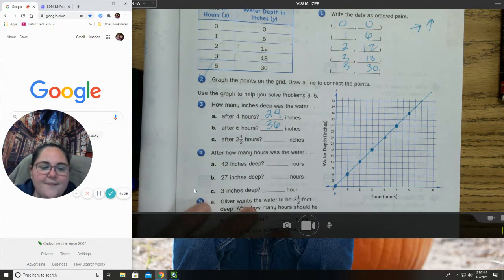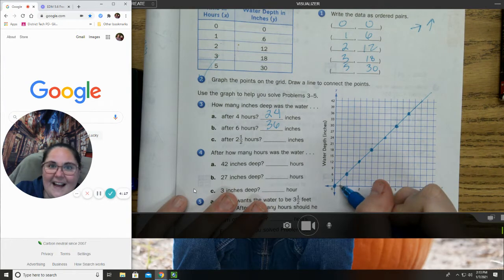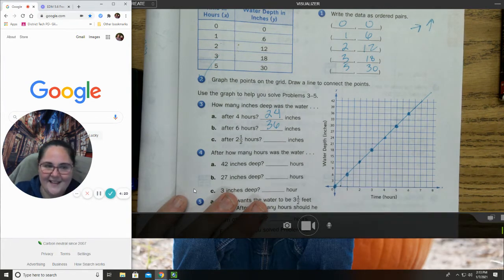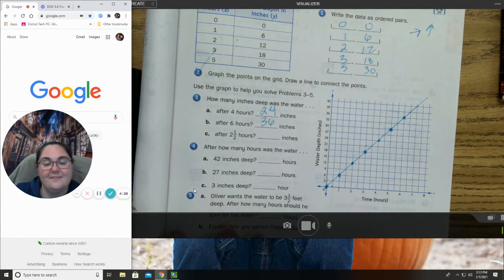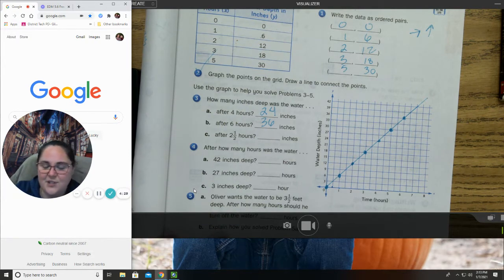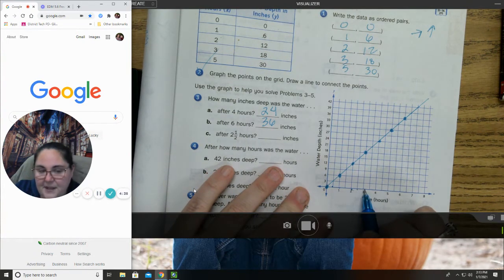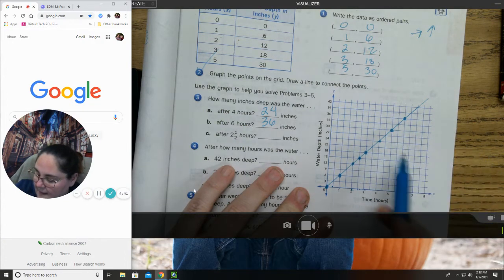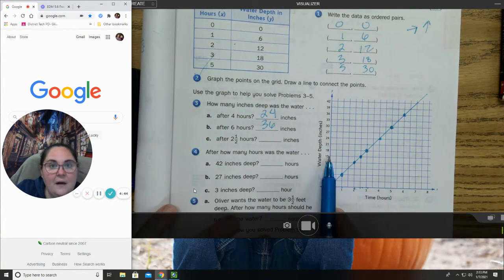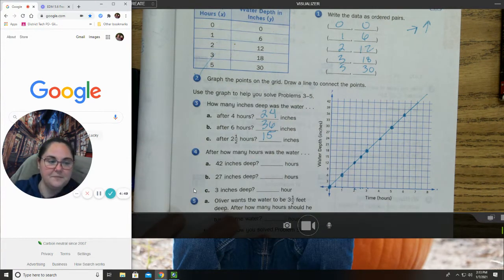All right, this is tricky. How deep was the water after 2.5 hours? Notice that between 0 and 1, there's a line at the halfway mark. That's your hint. See if you can figure it out. All right, at 2.5 hours, I'm going to go over to 2, and then I'm going to go to this halfway mark because it's not quite 3. I'm going to go right here in between. And then I'm going to go up to where it hits the line and then go straight over. At 2.5 hours, there's going to be 15 inches of water.